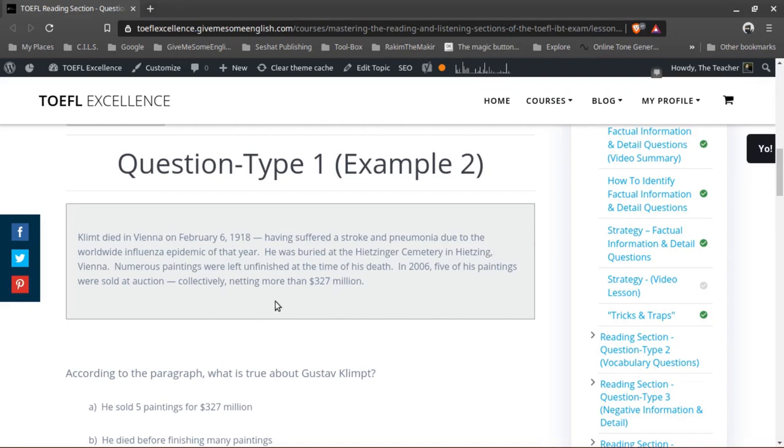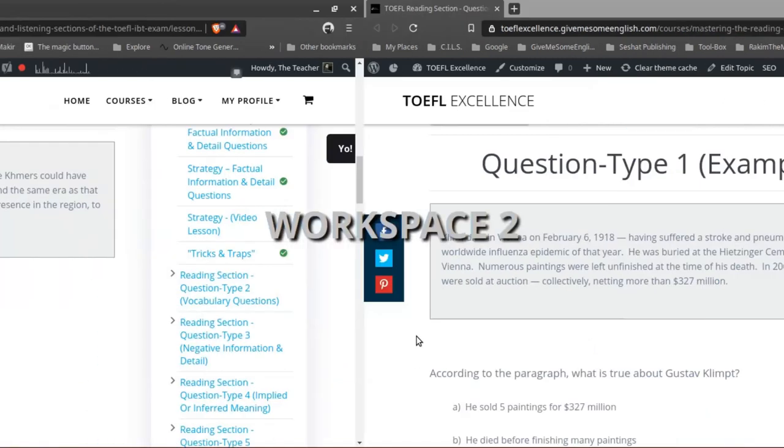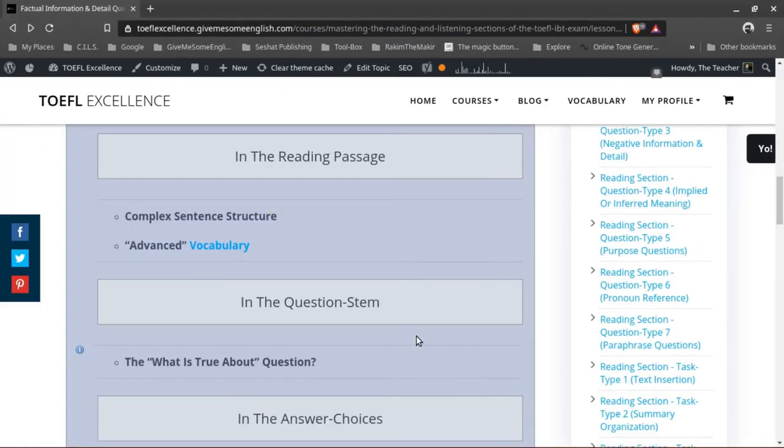That's why when you do find the location of the answer, or at least what you think is the location, don't just read from the place where the keyword is. Go back to the beginning of the sentence and read the whole thing. So complex sentence structure is something which is not necessarily a trick or a trap, but if you're not familiar with it, it's something which could cause you to lose time.